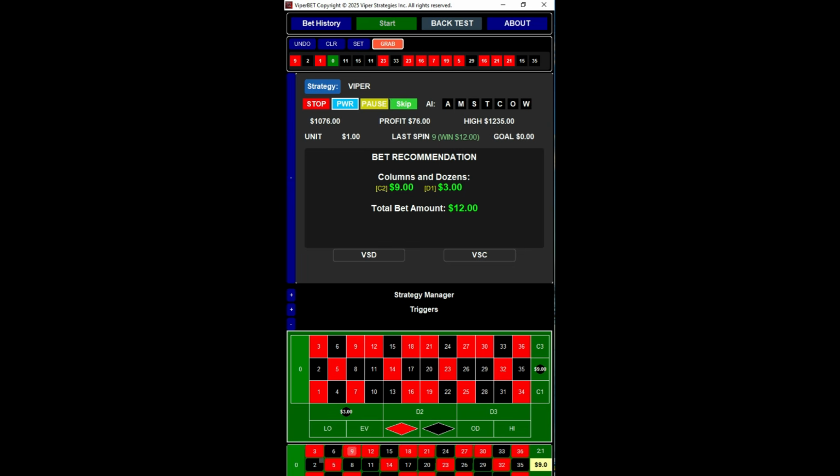Let's do a little bit of math. Let me pull up my phone right now. Let's say, what are we? The high is plus 235. Let's go 235, and say we're using $5 units. We're going to multiply that by 5. That would be $1,175 in profit as a high. So that's something to consider as well.